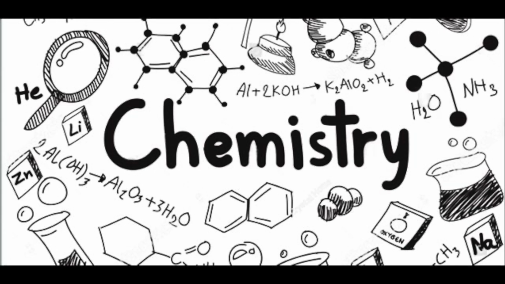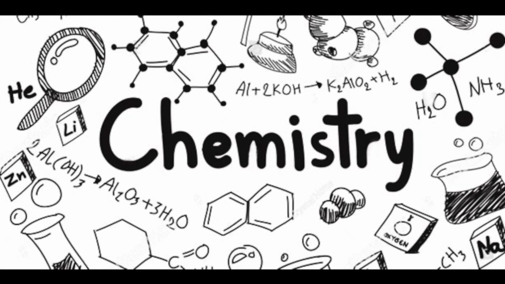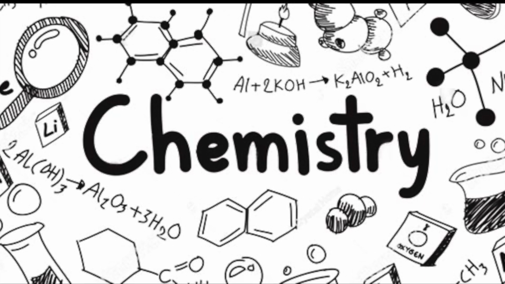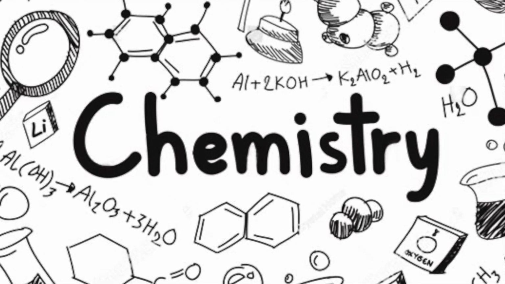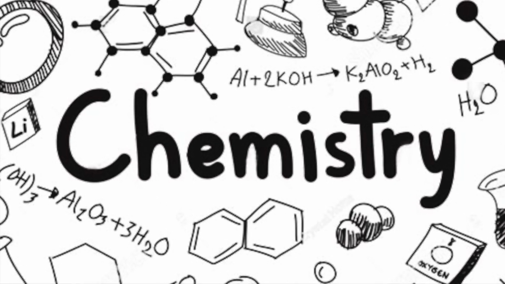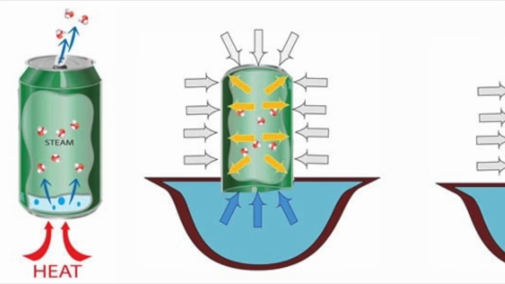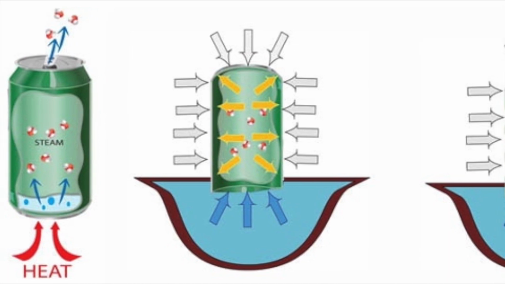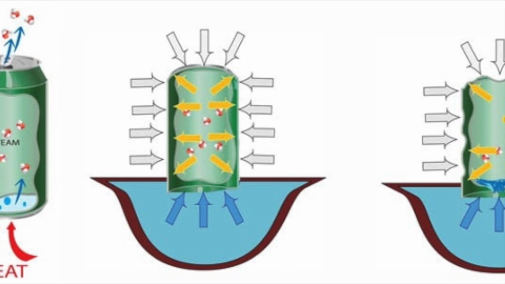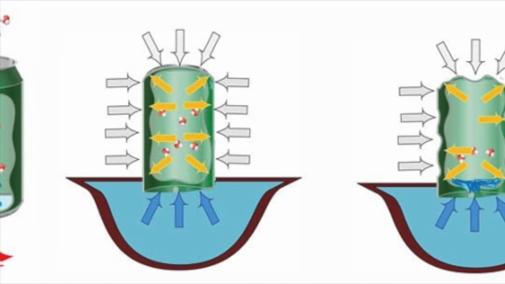In chemistry, we have different laws which provide knowledge about how gases work and behave depending on their pressure, temperature, and volume. First, Charles' law explains that gases, when heated, expand, and when they are cooled, they tend to compact.